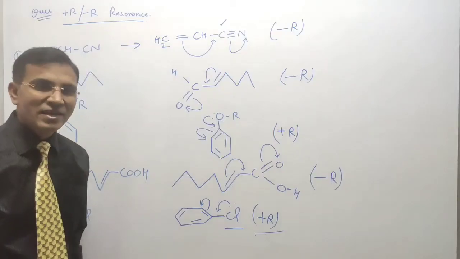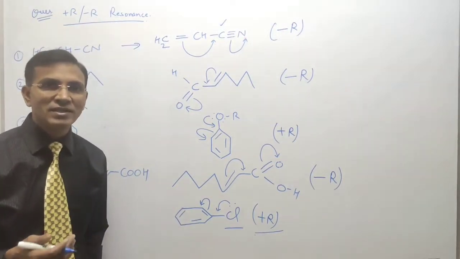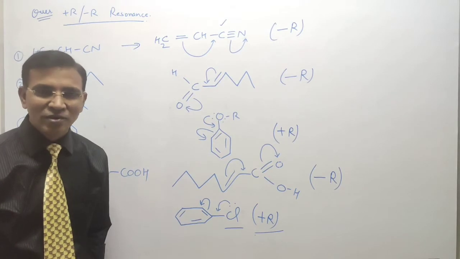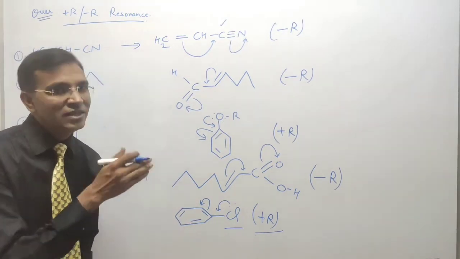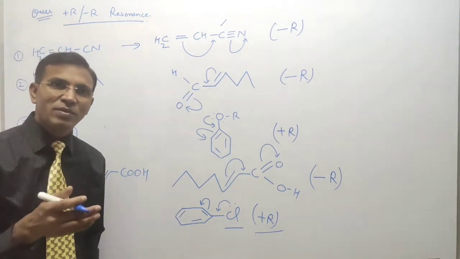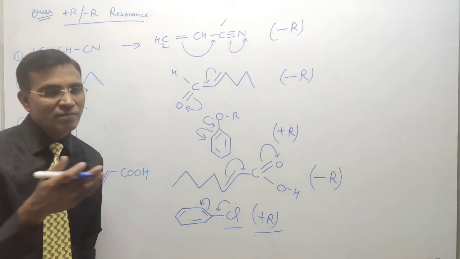So now I think each and every concept about the resonance plus R and minus R type has been clear to you, right? Now next move to the effects of resonance in the molecule, right? For example, bond length, the stability, the acidic strength, the basic strength.